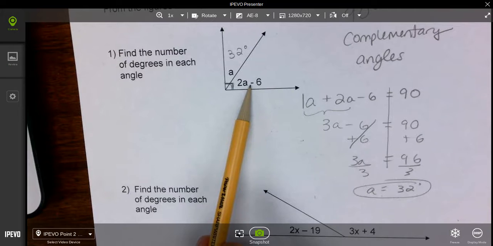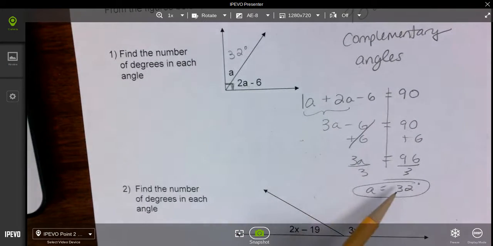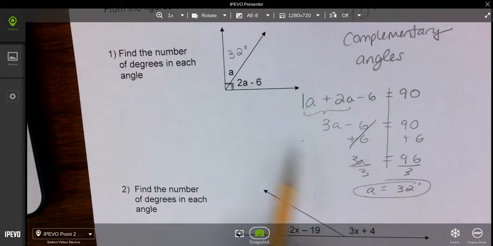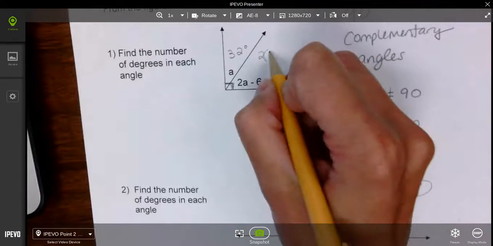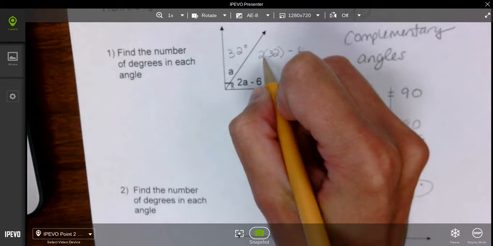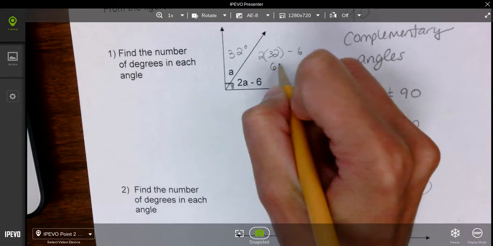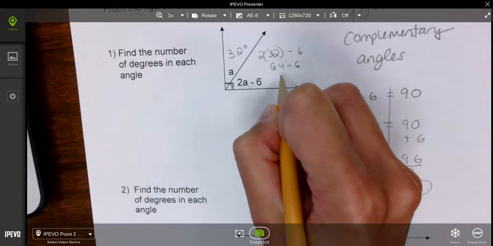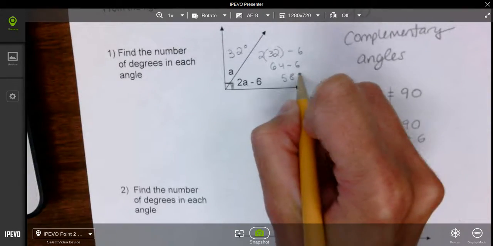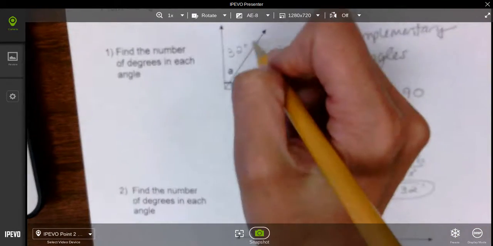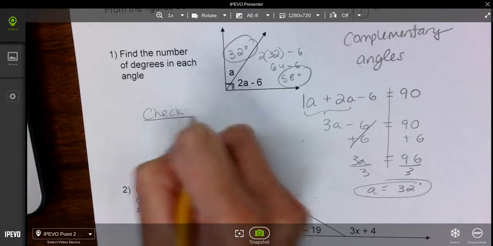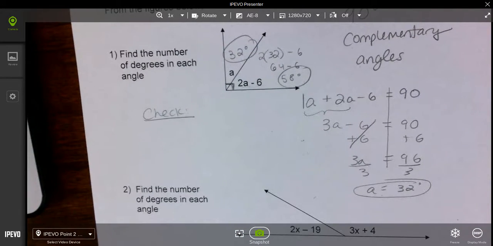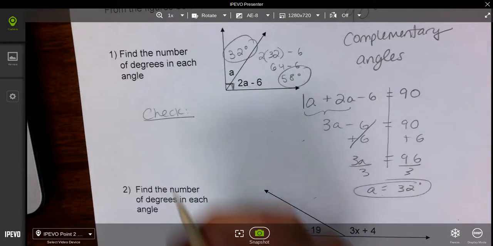So what we're going to do now is take this expression, take our value, and substitute it in. So I'm going to do 2 times 32 minus 6, 2 times 32 being 64, 64 minus 6 being 58 degrees. Once I've done that, I'm going to do a quick check on the side of my paper. At the very least, please do this on your calculators to verify that it makes sense.